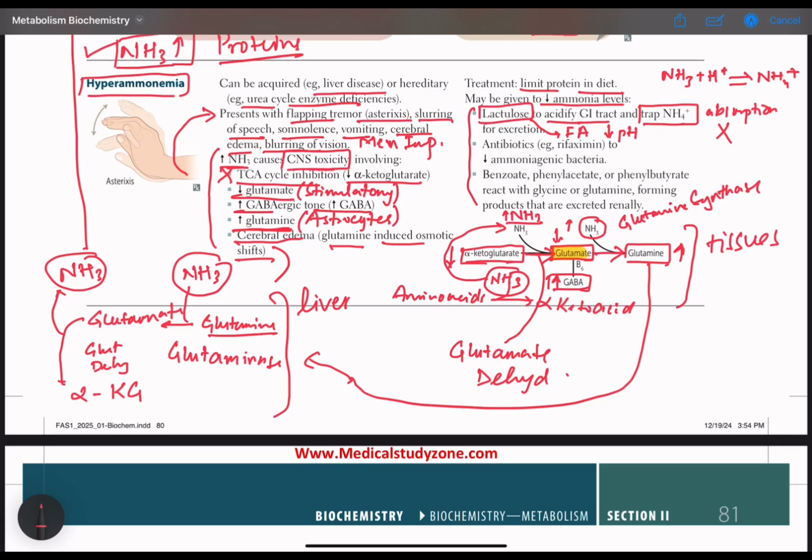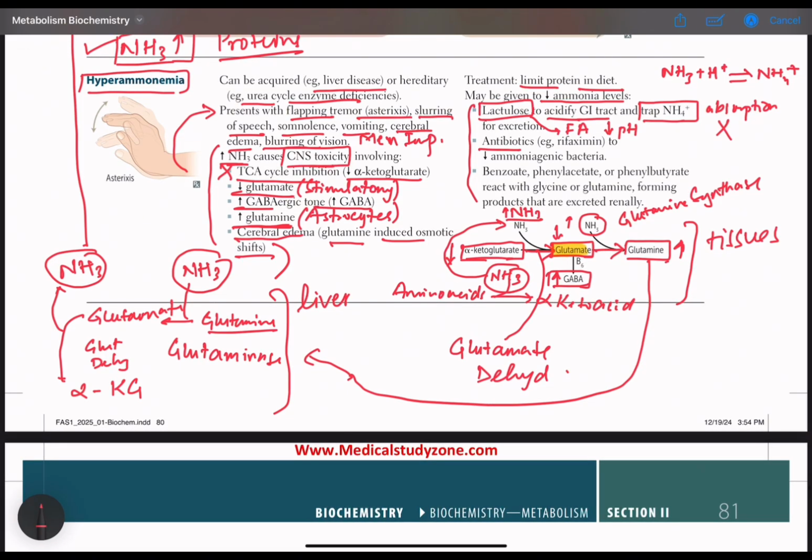The second method is by giving certain antibiotics like rifaximin to decrease ammoniagenic bacteria. There are certain bacteria in our GI tract which synthesize ammonia, so by giving antibiotics like rifaximin, we can kill those bacteria. Then the third option is giving certain drugs like benzoate, phenylacetate, or phenylbutyrate. They react with glycine or glutamine, forming products that are excreted renally, and these drugs are reserved for children having urea cycle disorders. So this was all about hyperammonemia.